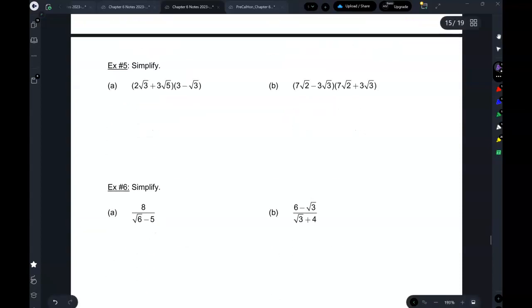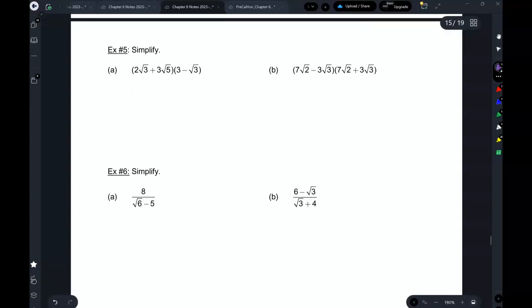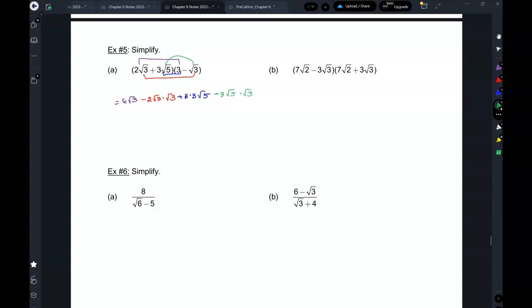Okay. Here we go. Something like this, we're going to FOIL. So, first terms, 2 root 3 times 3, so the first terms will be 6 root 3, right? And then outer terms, negative 2 root 3 times root 3. Inner terms, positive 3 times 3 root 5. And then the last terms, minus 3 root 5 times root 3.